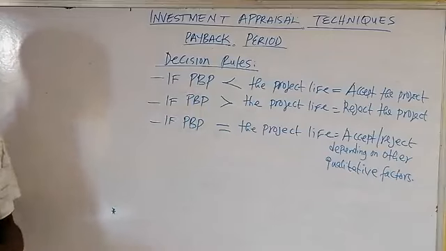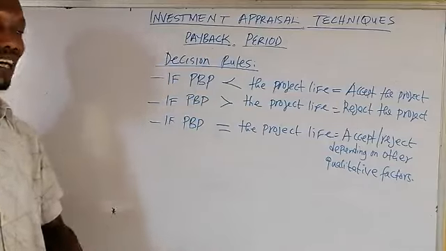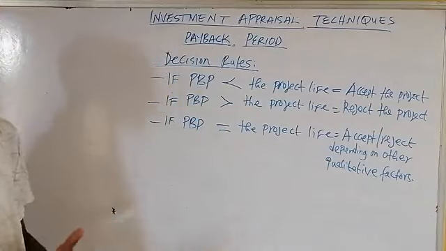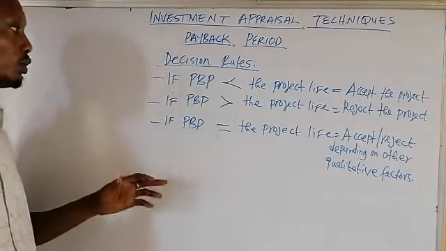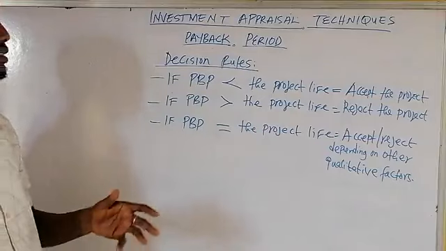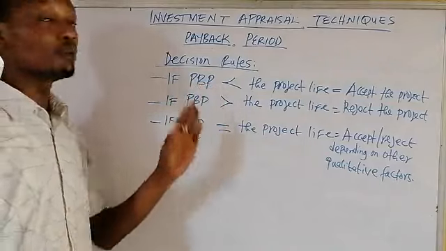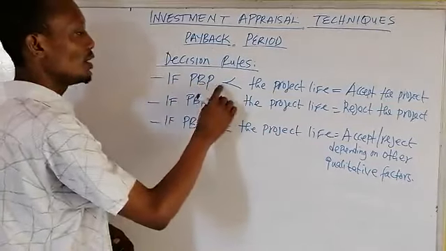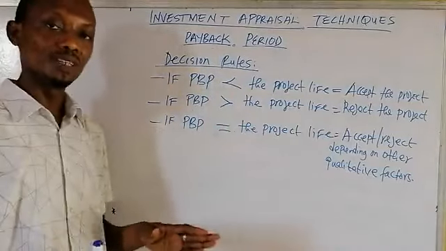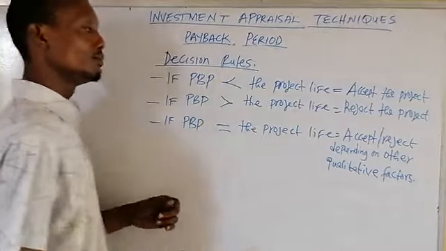The payback period that we are calculating is the number of years. And definitely, assets and investments normally have their useful life. Let's say, for example, plant and machinery, a motor vehicle. A motor vehicle is assumed to have a useful life of 4 years. So you calculate the payback period for that motor vehicle, and if the payback period is less than the project life, definitely you have to accept the project. It means the project is worthwhile. It's okay.